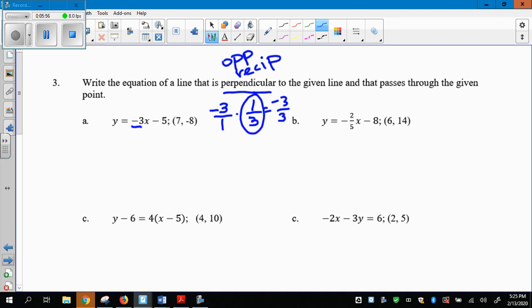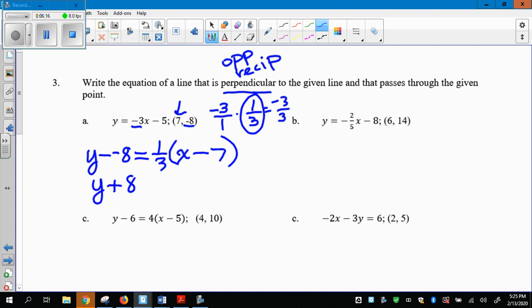So just to make this fast and easy, I'm going to write it in point slope form. So I'm going to do y minus my y, -8, equals 1/3 times the quantity x minus my x, which is 7. And then just to make it a little prettier, I'm going to take that subtracting of the negative and turn it into a plus. And since all it says is write the equation, I'm not going to do anything more here. I think that's good enough.